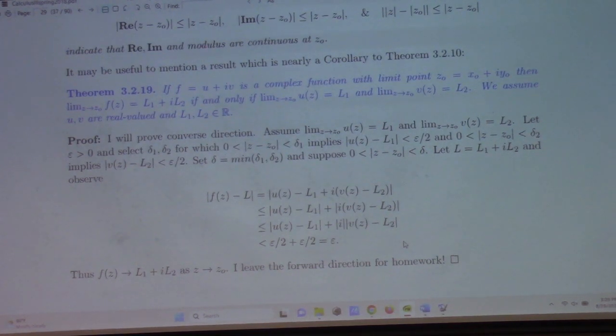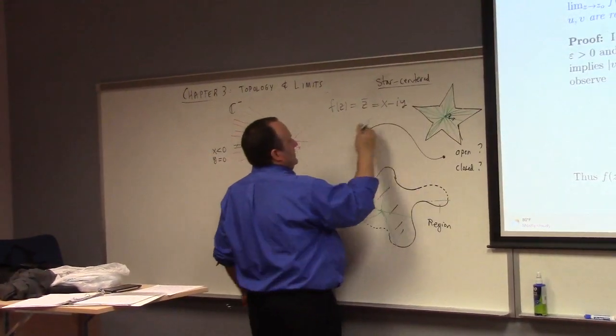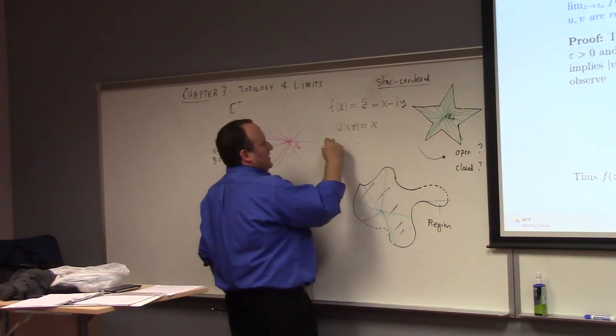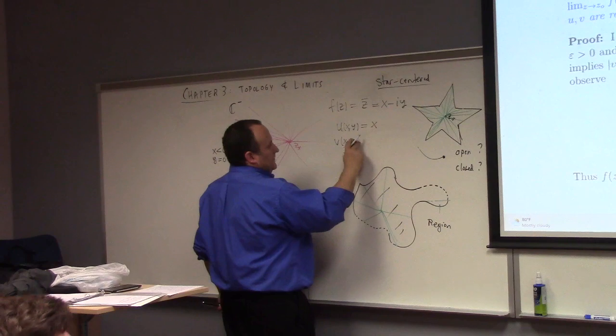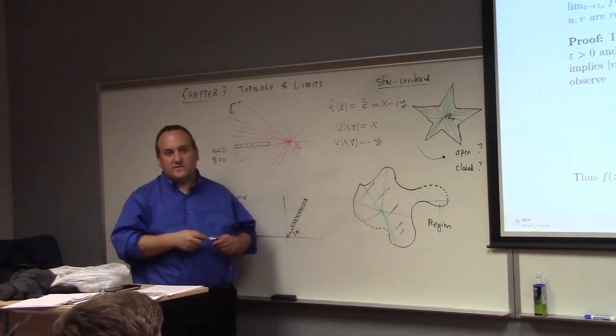But anyway, to answer your question, I think like z conjugate, f of z equals z conjugate. That's x minus iy, right? So here we have u of x,y equal to x. We have v of x,y equal to minus y.